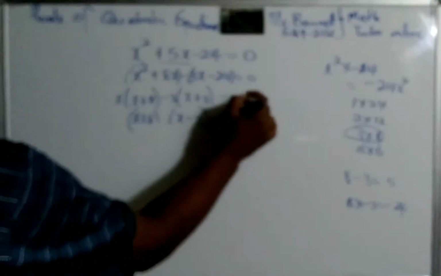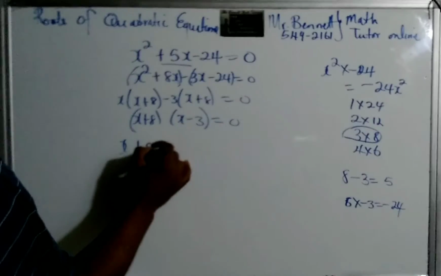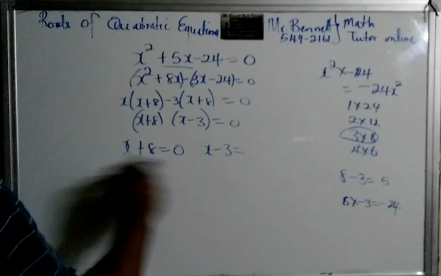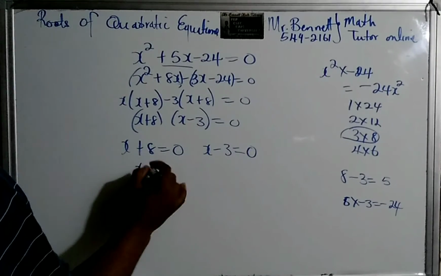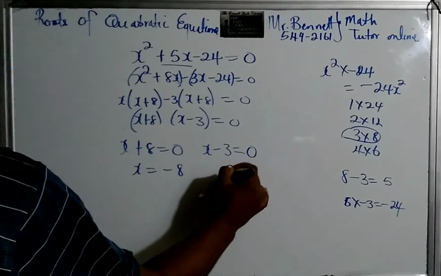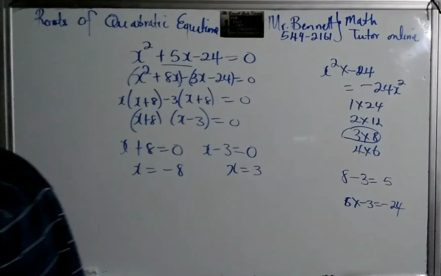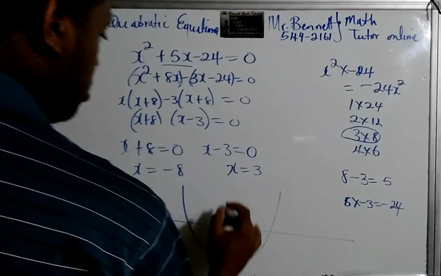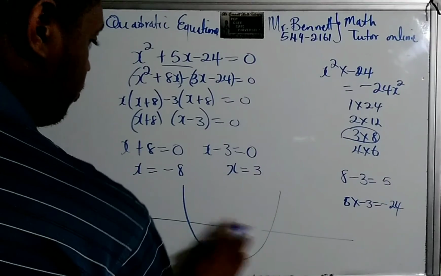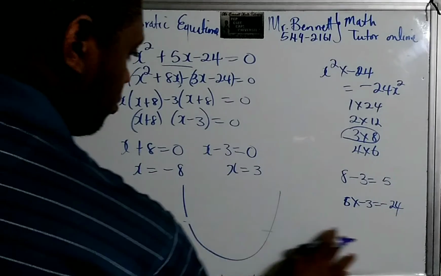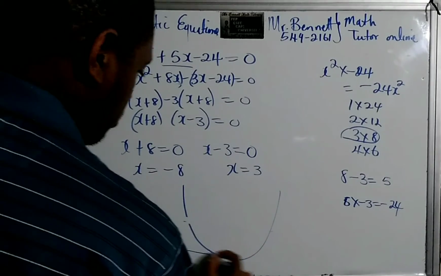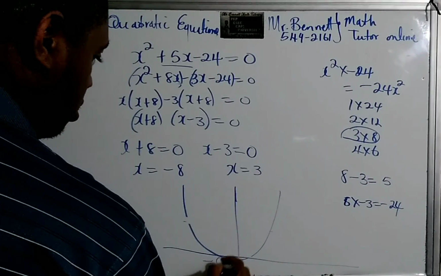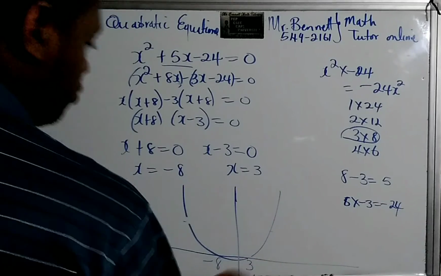But remember, we equate it to 0, so we separate both of them. So where the graph would cut it, this would be x equal to negative 8 and x equal to positive 3. So I'm just giving you a kind of vivid picture. So it will cut it at negative 8 and positive 3.